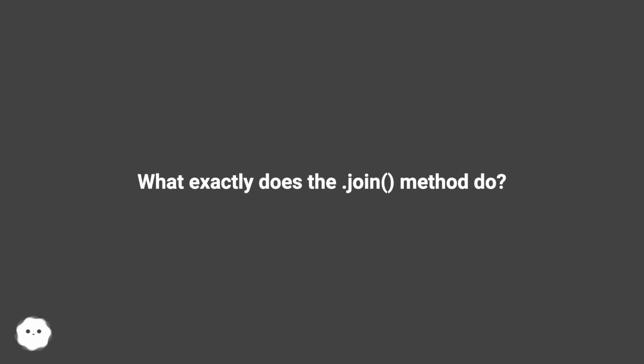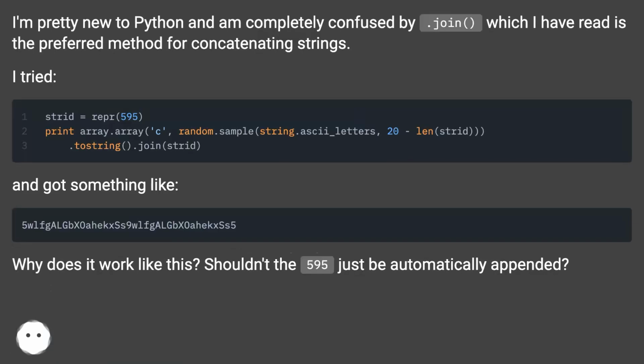What exactly does the .join method do? I'm pretty new to Python and am completely confused by .join, which I have read is the preferred method for concatenating strings. I tried and got something like. Why does it work like this? Shouldn't the 595 just be automatically appended?